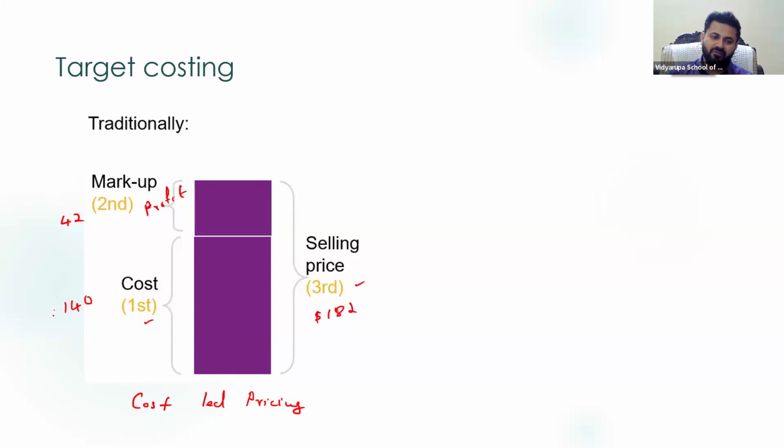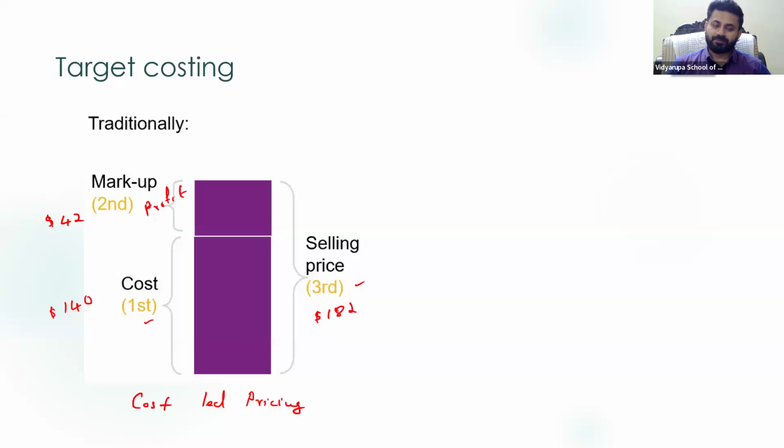This is a normal way of doing things. There's nothing abnormal in there. I hope you would agree. Identify the cost of the product or the service that we are going to deliver, add the profit that we desire from the product, and we'll fix the selling price. Normal way of doing things.